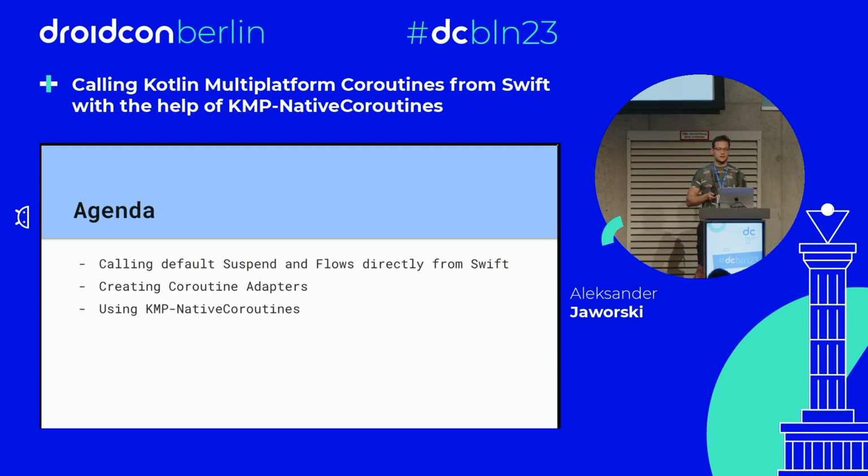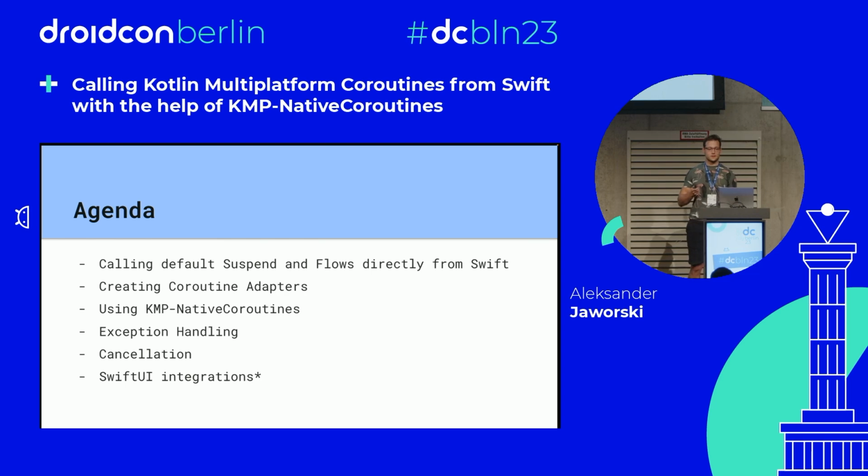In today's agenda, I'll be going over 3 ways of how we can call coroutines from Swift. First will be the default, the official one, where we call suspend and flows directly as they will be compiled or generated. The second approach will be using manually created coroutine wrappers. And the third one will be KMP-NativeCoroutines, which will be the crème de la crème of the talk. And also, I'll touch on exception handling and cancellation in Swift. And if there's time, I'll go over Swift UI integration. But that depends how nervous I get and how much I will forget in the talk.